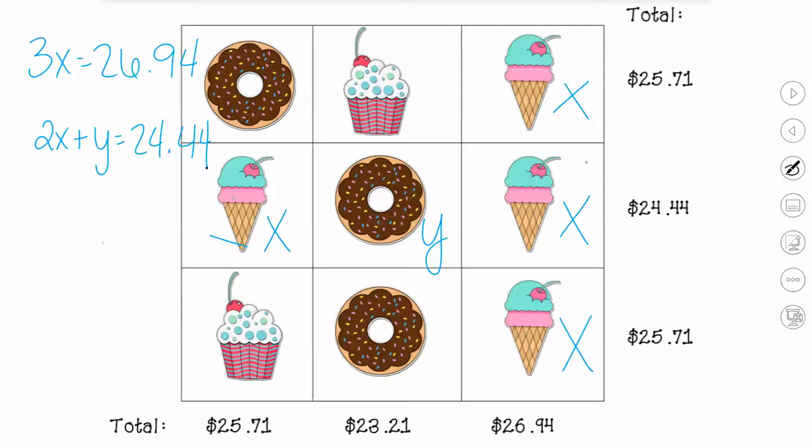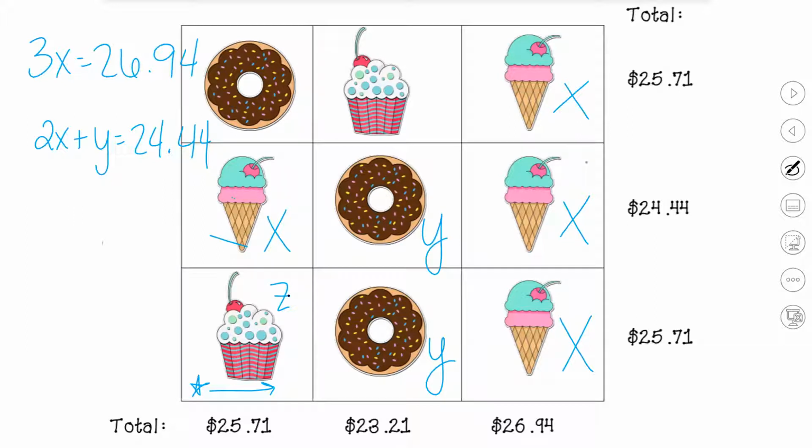So now, because I included the letter Y, I can figure out how much a donut is. What do I still have left to figure out? A cupcake. Colin, help me write an equation for something with a cupcake. What aisle, row, column, what would you like to use? Row 3, down here? Yes. Okay, so we're going to use row 3. Okay, so if a donut is Y, what letter can I use for my cupcake? Z.